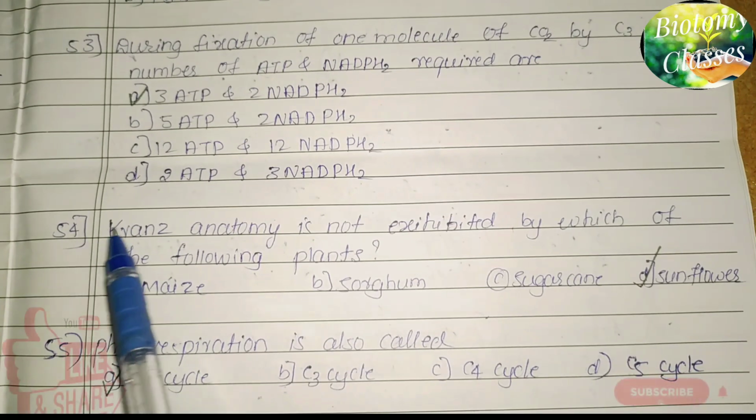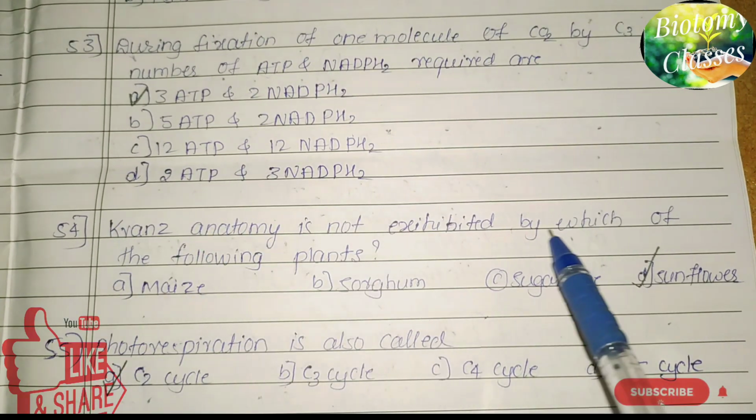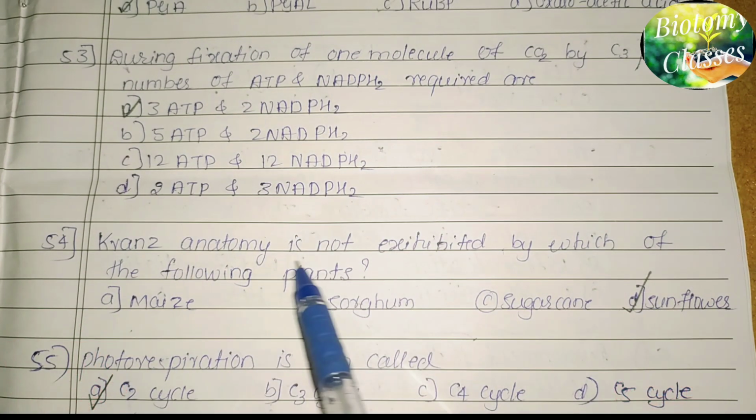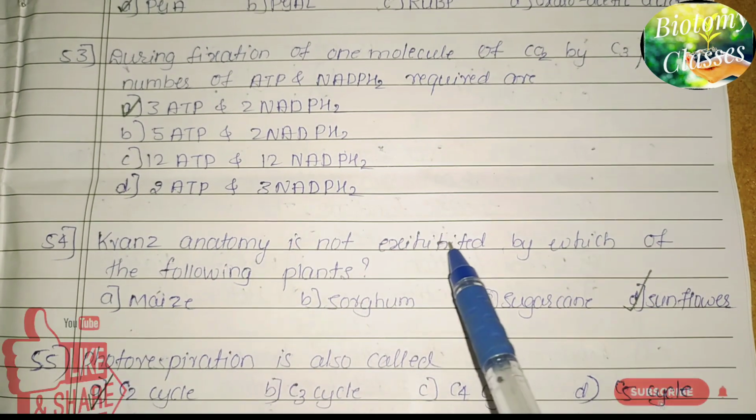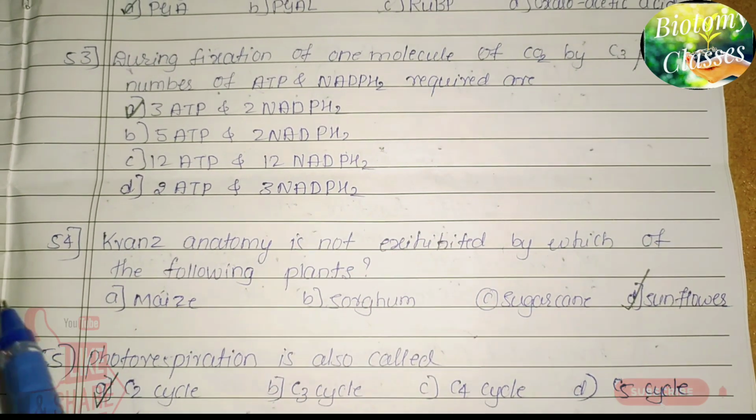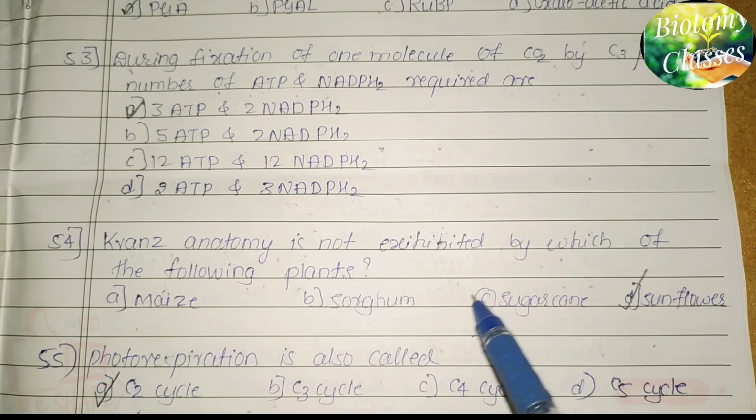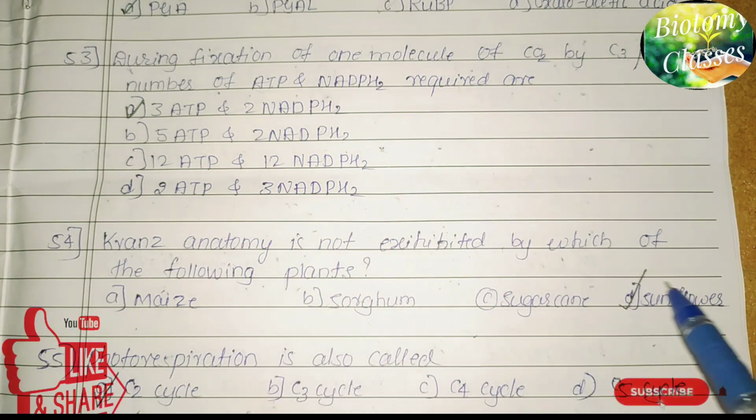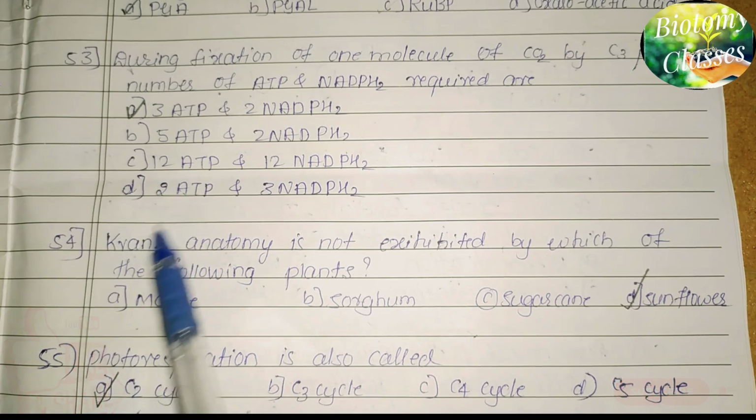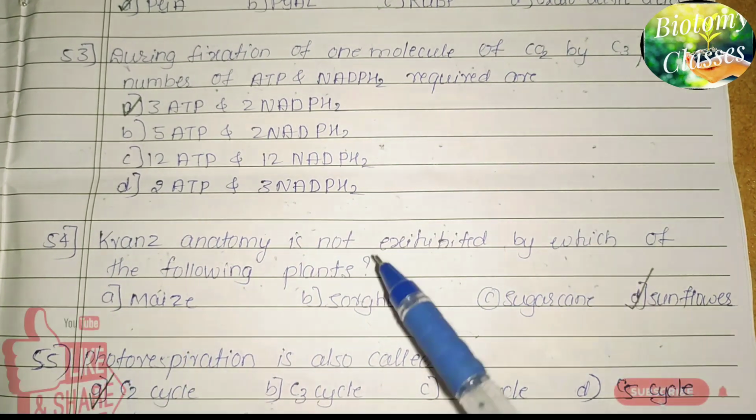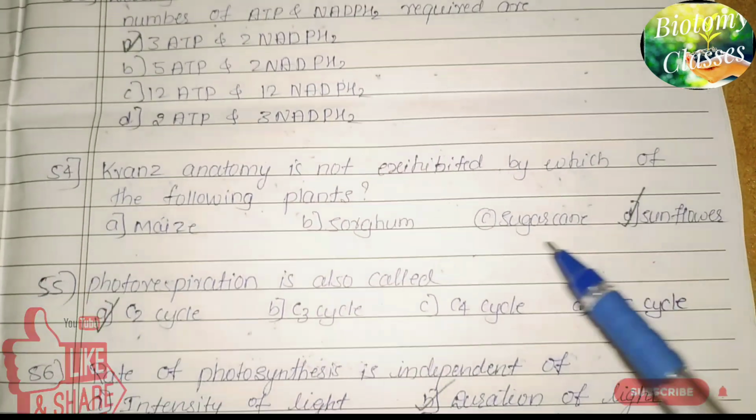In the 54th question, Kranz anatomy is not exhibited by which of the following plants? So maize, sorghum and sugarcane show the Kranz anatomy, but the sunflower plant doesn't show any Kranz anatomy. So D is the right answer.